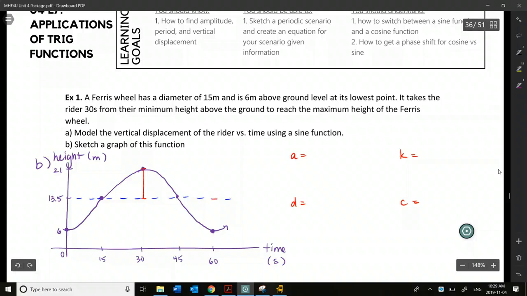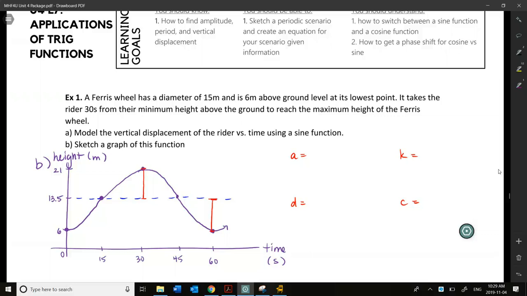So my amplitude is the distance from the midline to the max or midline to the min. It'd be 15? Actually, not 15, sorry. 13.5? Not quite. 7.5. So in circular questions, it just so happens to be the radius of that circular object.